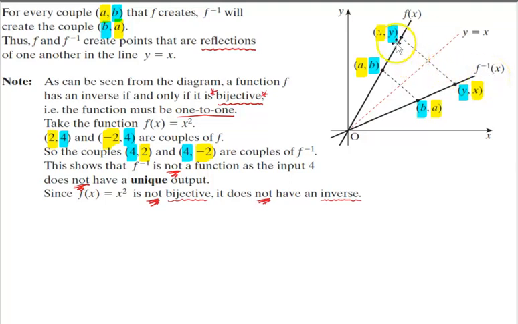And we can see that every (x, y) point on f of x has now become (y, x). Or another way of looking at it is every (a, b) point or coordinate on f of x has now become (b, a).